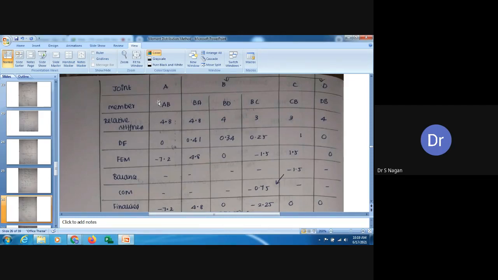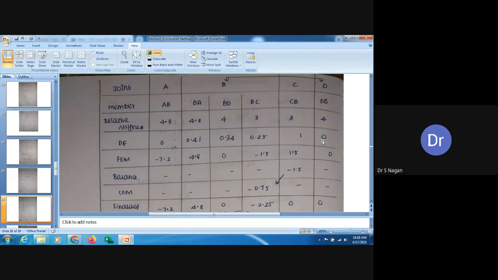So, AB only, remember AB is there. At B, we have three members meeting. So at B, write BA here near AB and BC near CB and BD in between. Put this arrow mark like this so that we will not forget to carry over from B to D and from D to B. So this thing should be written. Next, relative stiffness 4.8, 4.4, etc. Then distribution factor 0, 0.41, 0.34, 0.25, 1, 0.